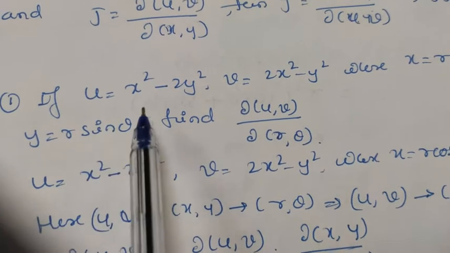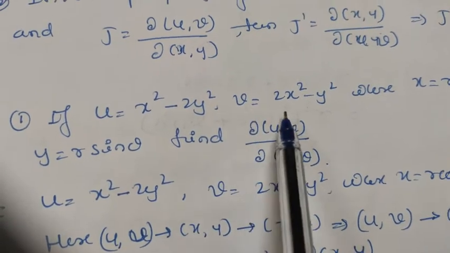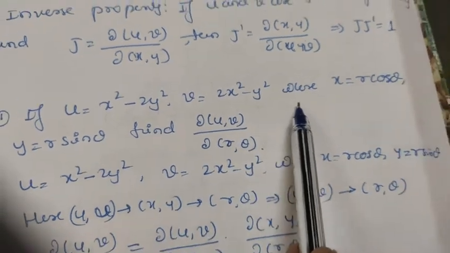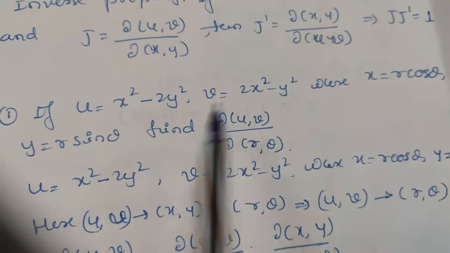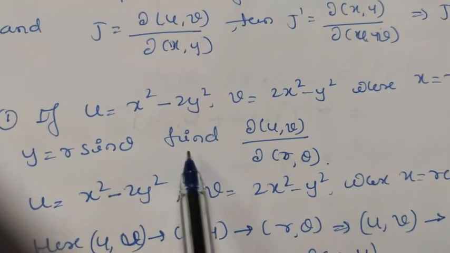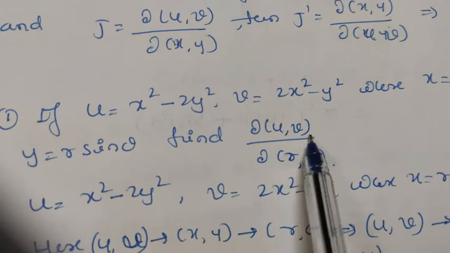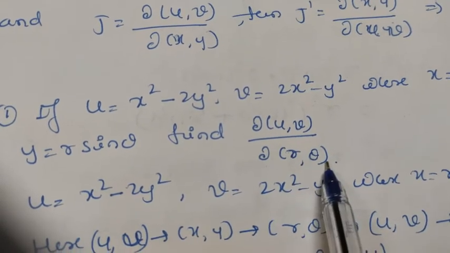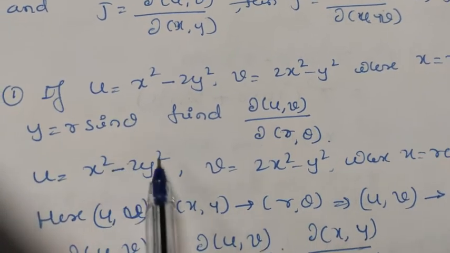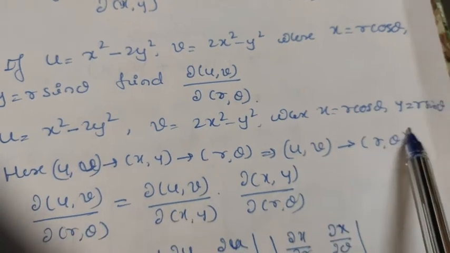If u is equal to x square minus 2y square, v is equal to 2x square minus y square, where x equals r cos theta and y equals r sin theta, then find ∂(u,v)/∂(r,theta). So here, first you have to write u and v as they are, and x and y also.